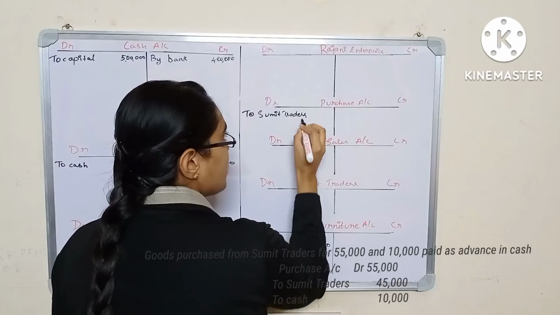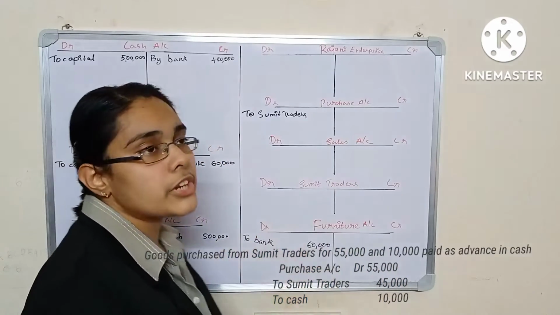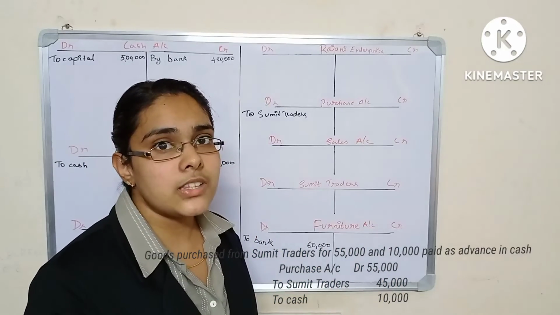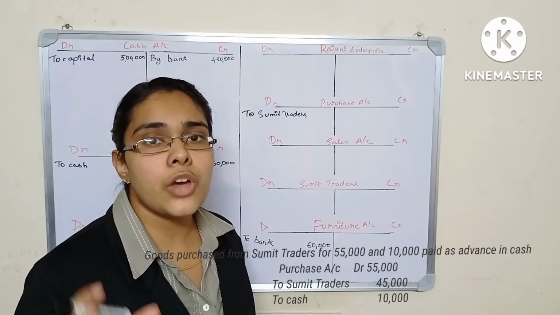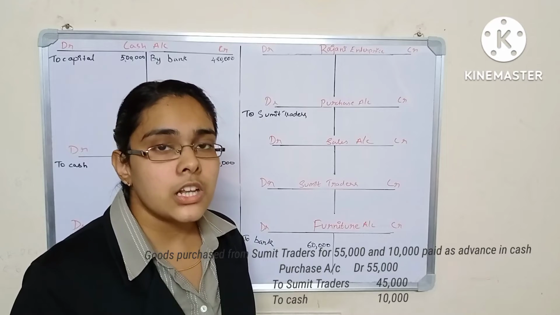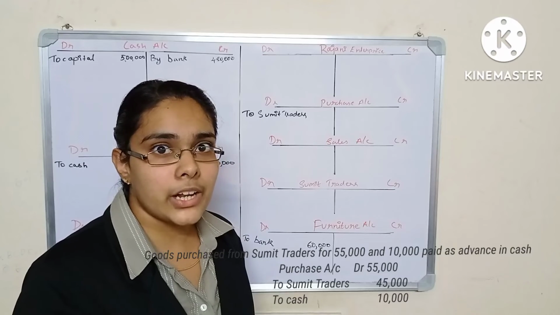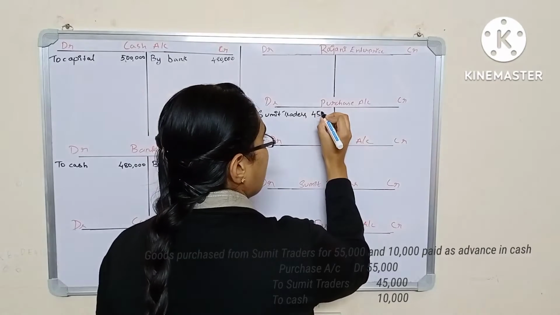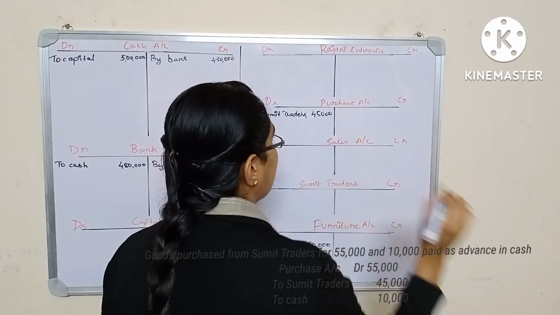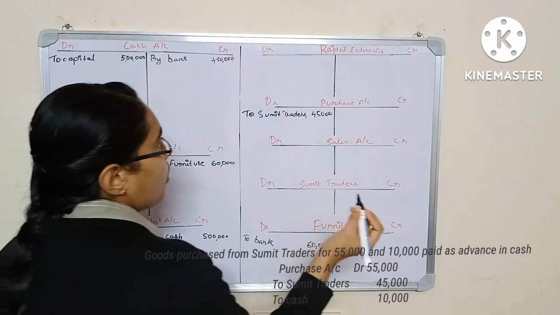Sumit Traders. How much is the amount? You have already paid 10,000. So that means the entire transaction was of 55,000, for which you have already paid 10,000. Now what is the remaining amount to be paid? 45,000. So you will write 45,000.